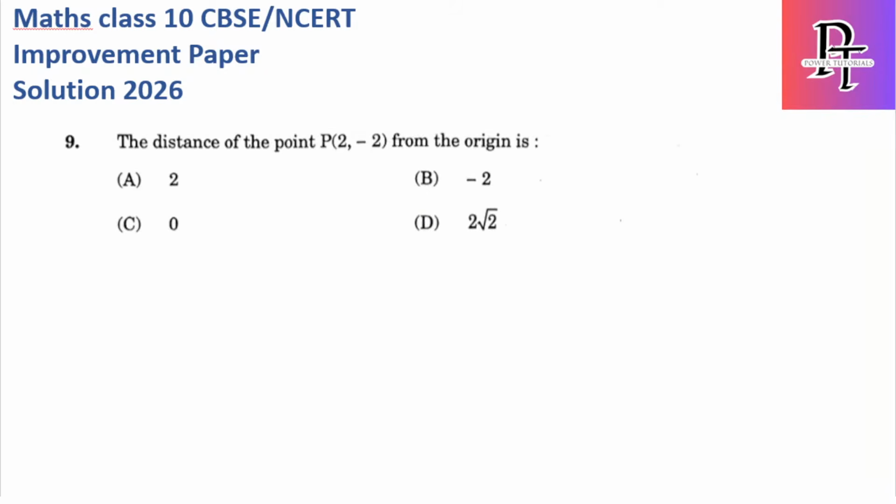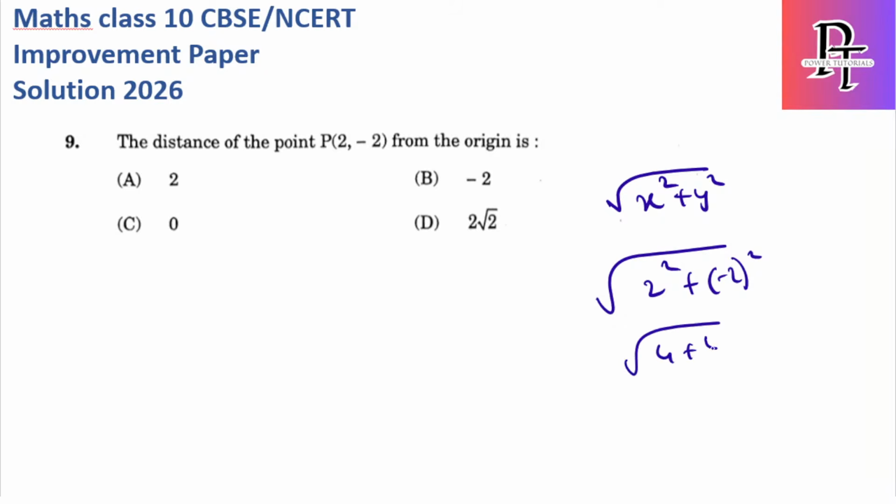Okay. Let's see the next one. The distance of a point from the origin. So the distance of a point from the origin, the formula is easy. It is root of x square plus y square. So simply substitute the x and y values. X is 2, 2 square, and y is minus 2, minus 2 square. So root of 4 plus 4 is root of 8. So this can also be written as root of 4 into 2, which is 2 root 2. This option is D.